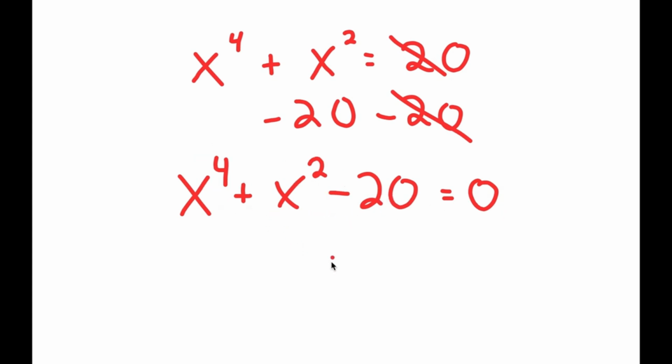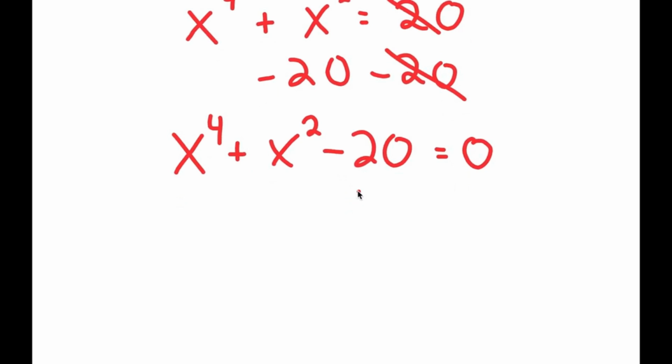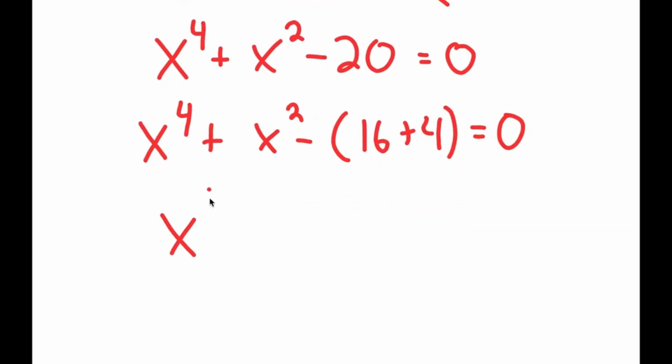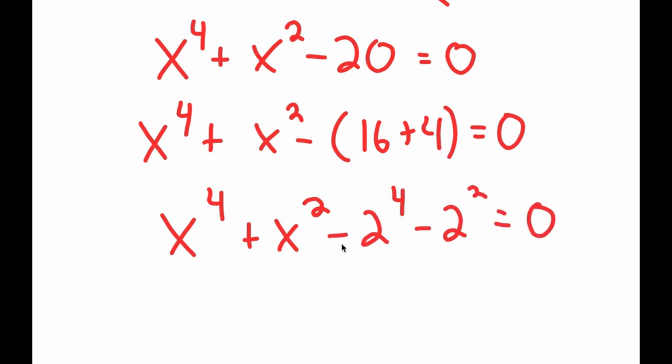Well, we can't factor this out by using the quadratic formula, because this is not a quadratic equation. So to solve this, what I want to do is rewrite this as x to the power of 4 plus x squared minus 16 plus 4. So I rewrote 20 as 16 plus 4, and the reason I did this is because negative 16 is the same thing as negative 2 to the power of 4, and negative 4 is the same thing as negative 2 squared. So now notice how I have something in the power of 4 and something in the power of 2, and they're both the same.